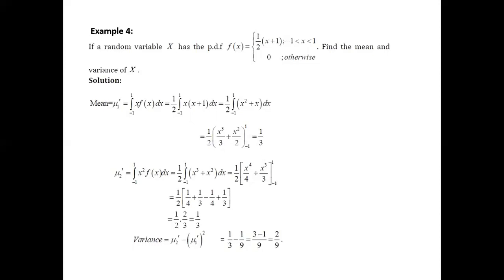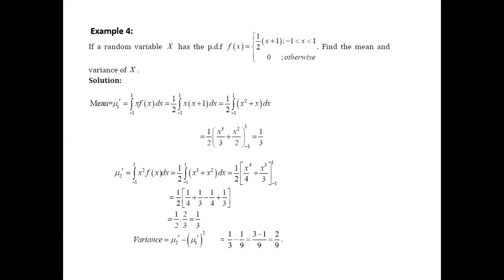Now, what is the expectation of x squared? The expectation of x squared equals the integral from minus 1 to plus 1 of x² times f(x) dx. So it equals 1 by 2 times the integral of (x³ + x²) dx. If I solve this, 1 by 3 is the answer.